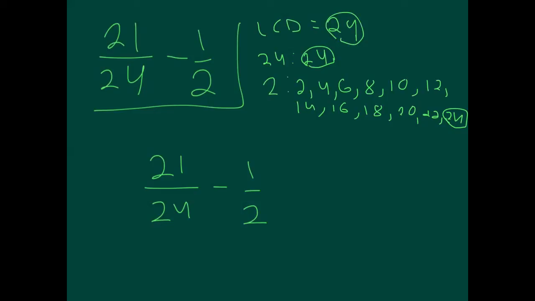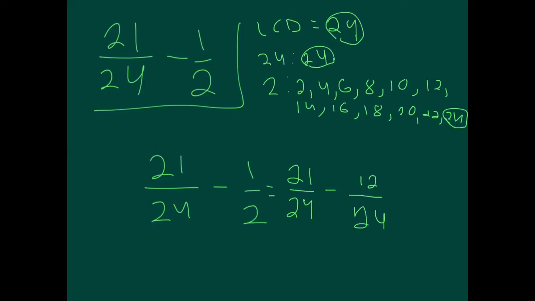So now we're going to need to do the same thing to the numerator and the denominator. So 21 over 24 stays the same. 21 over 24. And so since 2 goes into 24 12 times, you're going to need to do the same thing to the numerator. So that your new problem would be 21 over 24 minus 12 over 24.